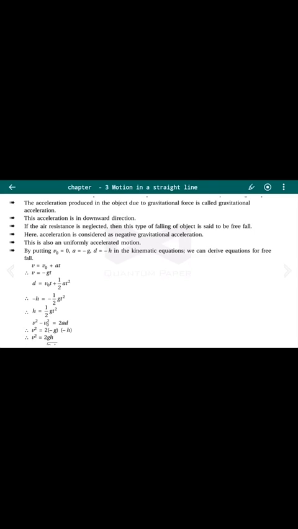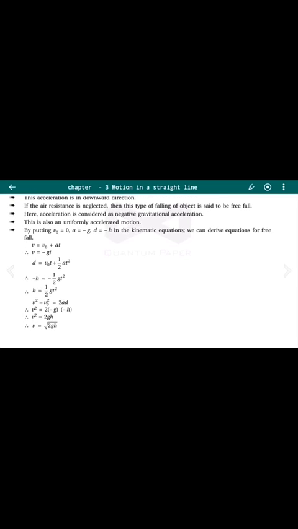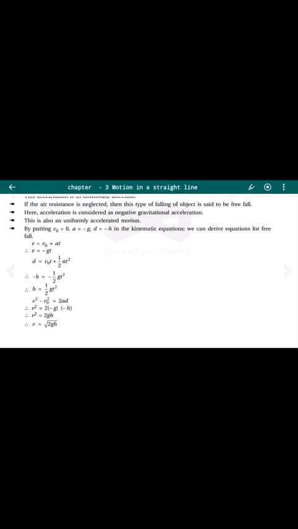Taking v0 equals 0, that is, the initial velocity is considered as 0. Why is it considered 0? Because when we throw the object and it falls freely, initially it is at rest, so the motion is not there, and that is why its velocity is 0. So the initial velocity is considered as 0, and the final velocity we are considering as v. So v equals 0, and instead of a we take minus g, and t remains as it is. So v equals minus gt.